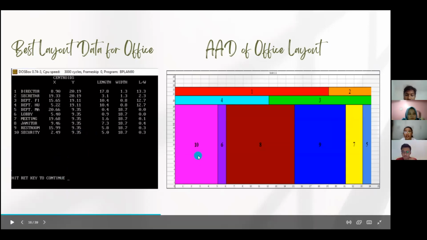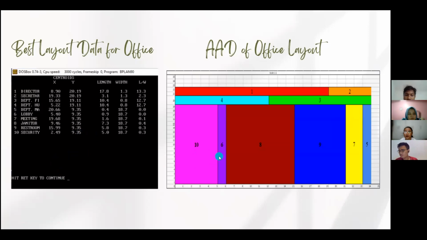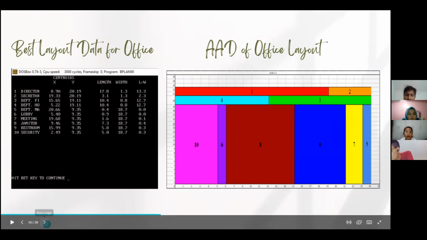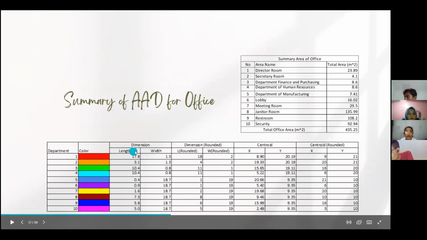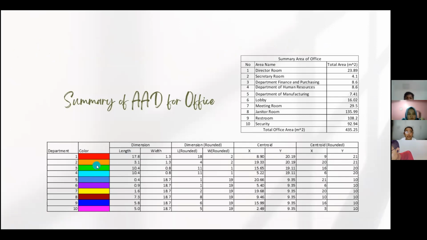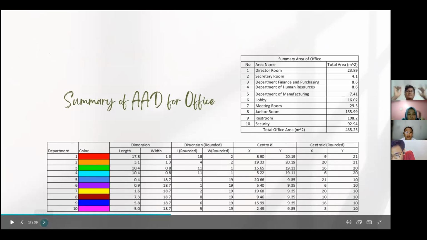And here is the ADD of the office layout from the block plan result. And next is the summary of ADD for the office with different colors, and the total office area is 435.25.